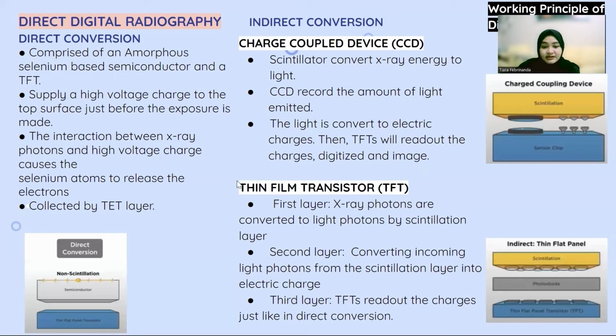And the second is the thin film transistor (TFT). The first layer: X-ray photons are converted to light photons by the scintillation layer. And the second layer converts incoming light photons from the scintillation layer into electric charge. And then the last is the third layer. The TFTs read out the charge, just like in direct conversion.